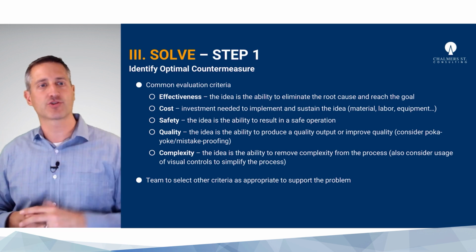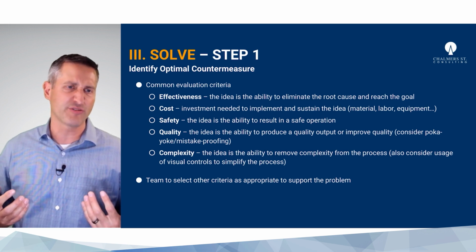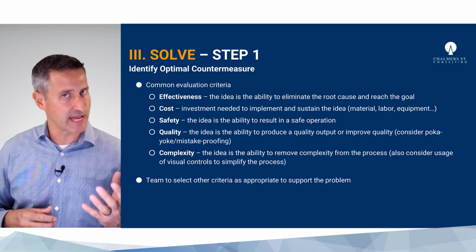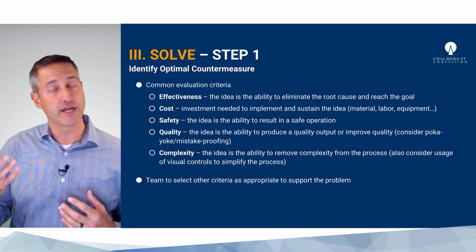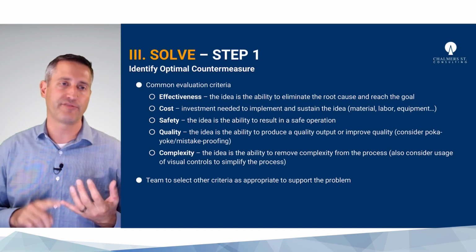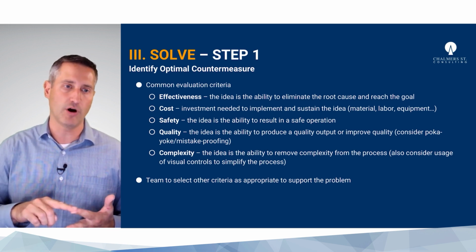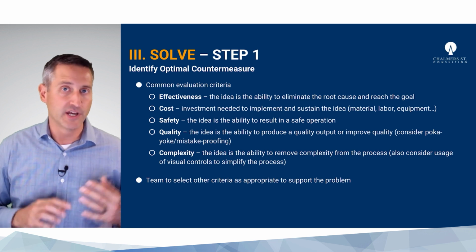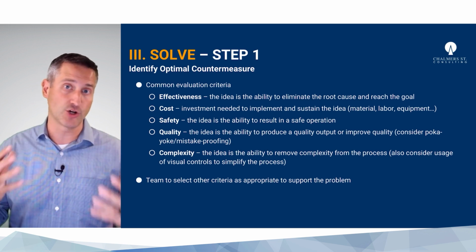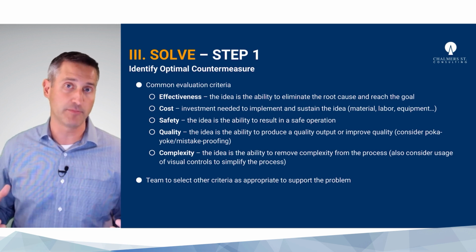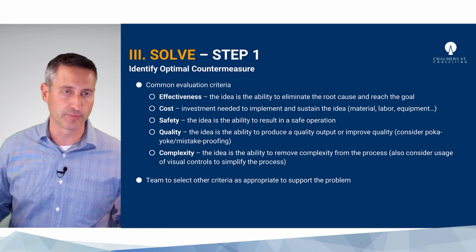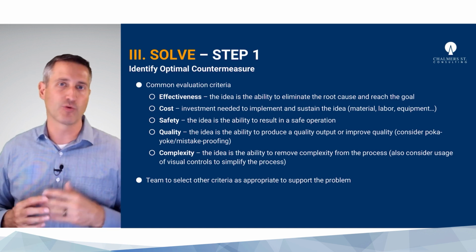And what you see on the screen here is the typical 5 criteria that we use for that. It doesn't mean that's everything, and it doesn't mean that that's exactly what you need for your project, but it's a really good start. Effectiveness, cost, safety, quality, complexity. Effectiveness, does this solution resolve our problem? Does it take Joe's 15-minute gap in his commute and turn it to 6 minutes or 4 minutes, or completely eliminate it? Cost, what is it going to cost to implement?